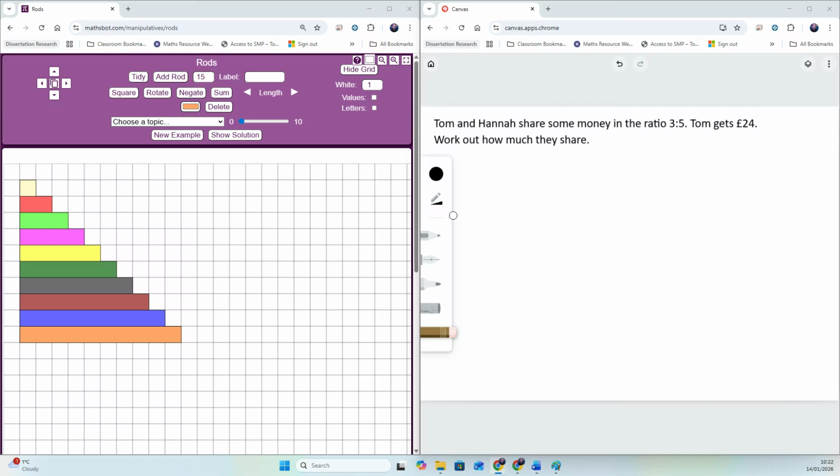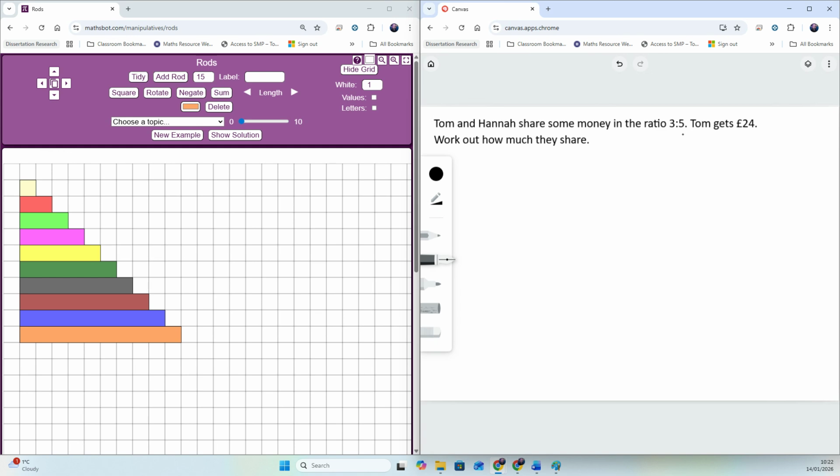And actually, for me, and I'll explain why as we go through the video, the place to start with sharing a ratio is here. It's sharing with a ratio when a part is known. So you can see here we've got the problem. Tom and Hannah share some money in the ratio 3:5. Tom gets £24. Work out how much they share. So we're starting with knowing one of the parts. And like I say, I'll come to why I think this is the place to start in a little while. But for now, let's just tackle and have a look at the problem.